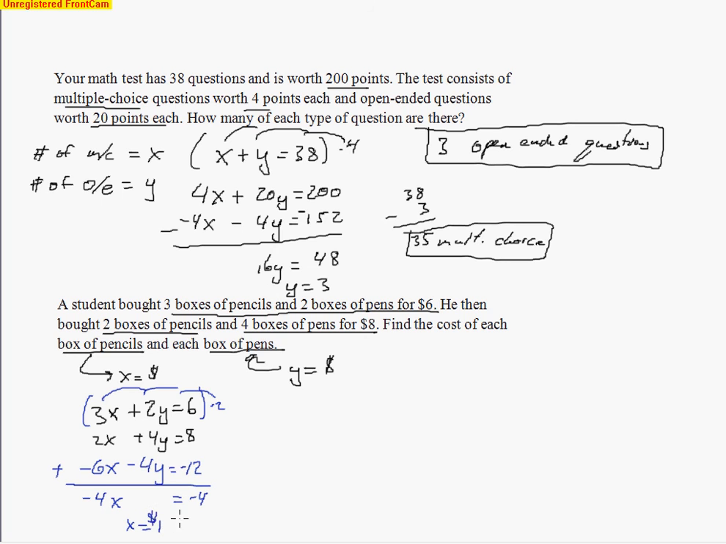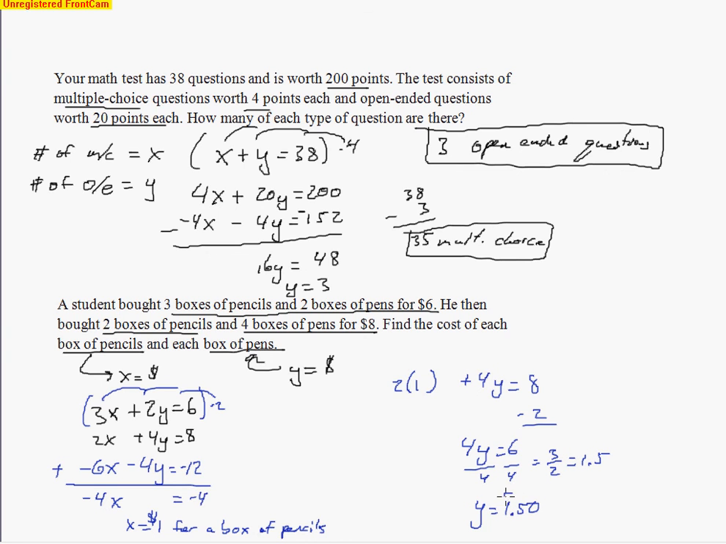So it's $1 for x. What's x represent? x is the box of pencils. So $1 for a box of pencils. And we substitute back into one of the equations. I'm going to pick the 2x. So 2 times 1 plus 4y equals 8. So I'll subtract the 2, and I've got 4y equals 6. Do some division, and I've got a decimal there. So y is, divide 4 into 6, or this is the same thing as 3 halves, which makes 1.5. So $1.50 is the cost of a box of pens.